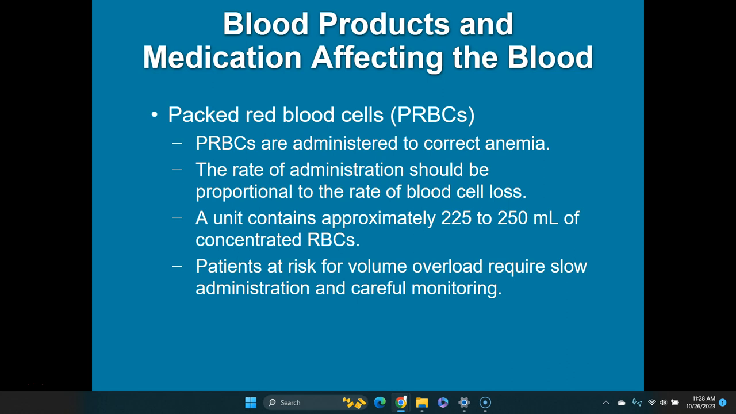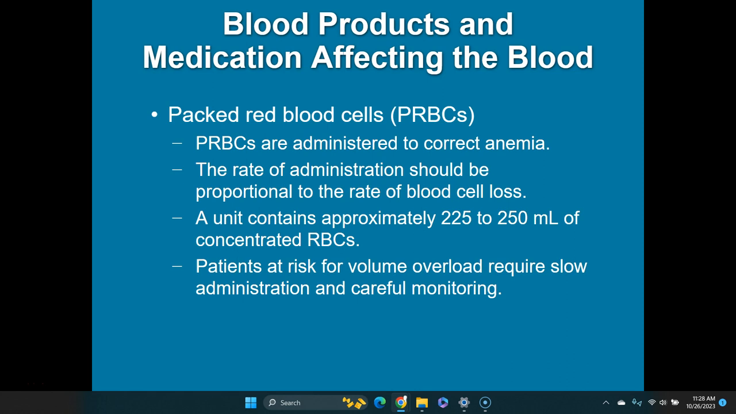So, different types of blood products that we might have. Packed red blood cells. This is where they've got the red blood cells. They've taken out a lot of the water, a lot of the plasma, and so it's more concentrated. A unit contains approximately 225 to 250 milliliters of concentrated red blood cells. Patients at risk for volume overload require slow administration and careful monitoring. Makes sense there. Assess lung sounds, make sure we don't fluid overload them.